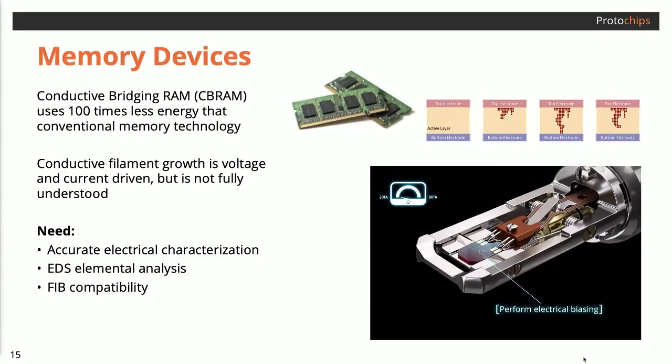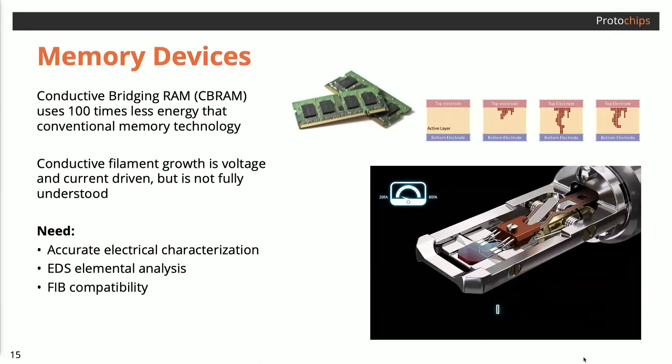But moving to a different application, I want to talk a little bit about memory devices. Recently there's been quite a bit of R&D into a new technology called conductive bridging resistive access memory, or CBRAM. This technology uses 100 times less energy and is stable for far longer than other memory solutions that are available. But the way it operates is completely different. As you can see in the top right, the on versus off state of the device occurs by the growth of a conductive filament between the two electrodes.